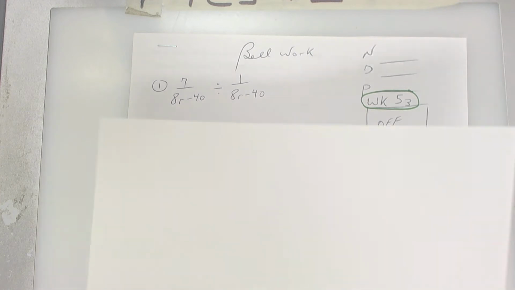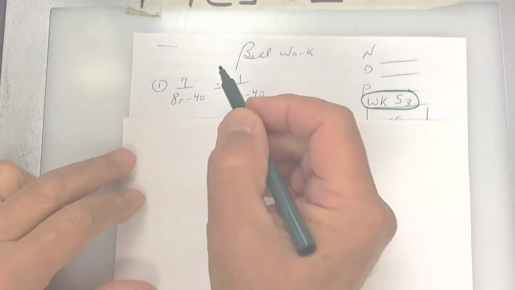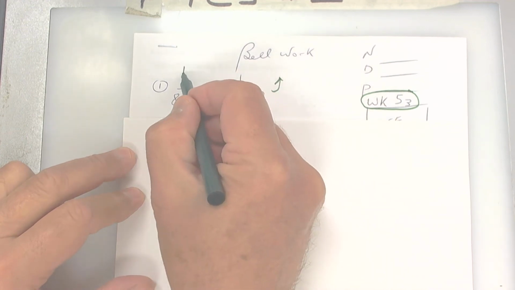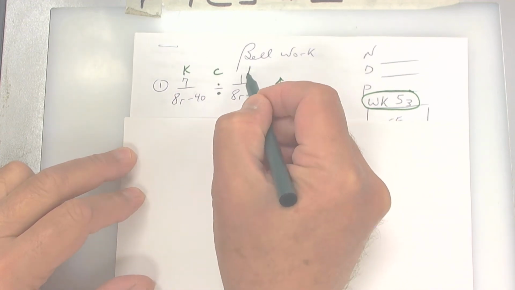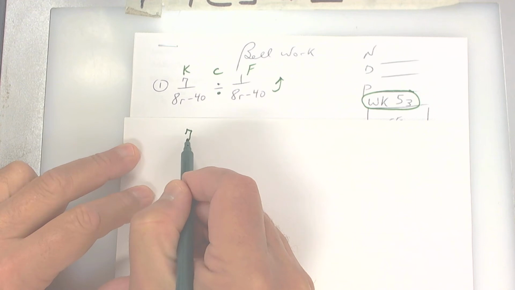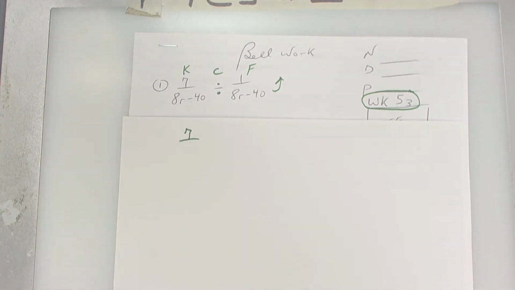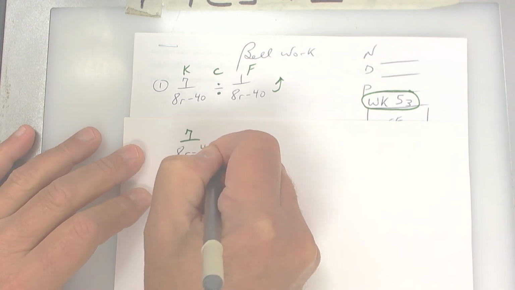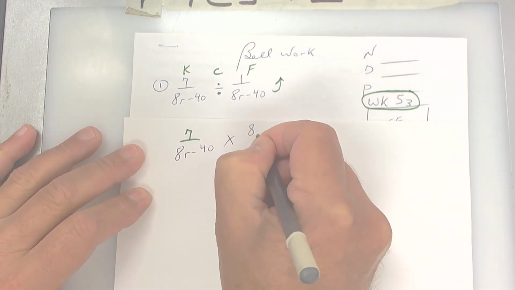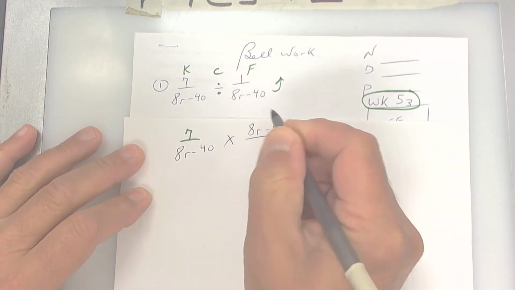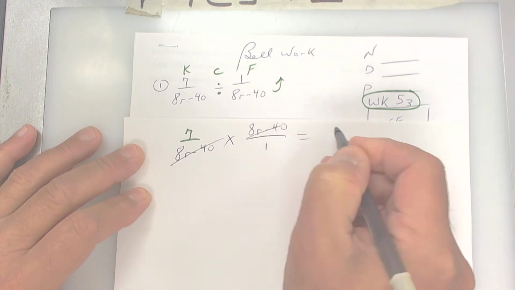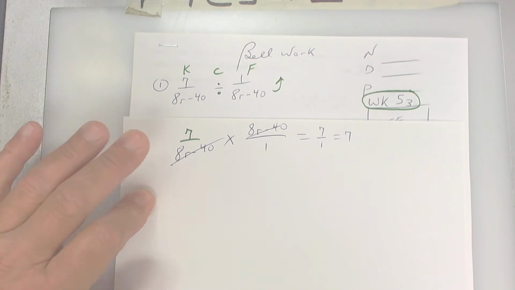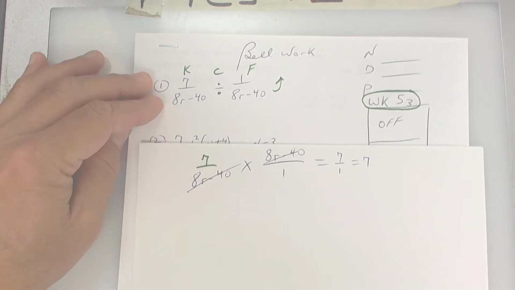This one right here is division, and when you have division, you have to flip the second one. Keep, change, flip. So you're going to keep it, change it, and flip it. And when you do, this cancels out. So you get 7 over 1, which equals 7. So that one's pretty easy. Let's take a look at another one.